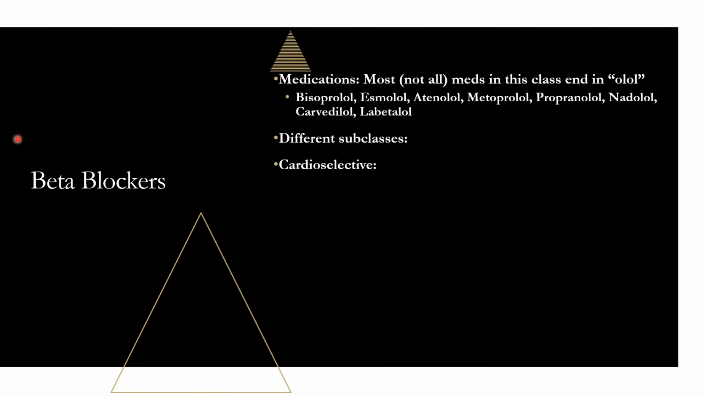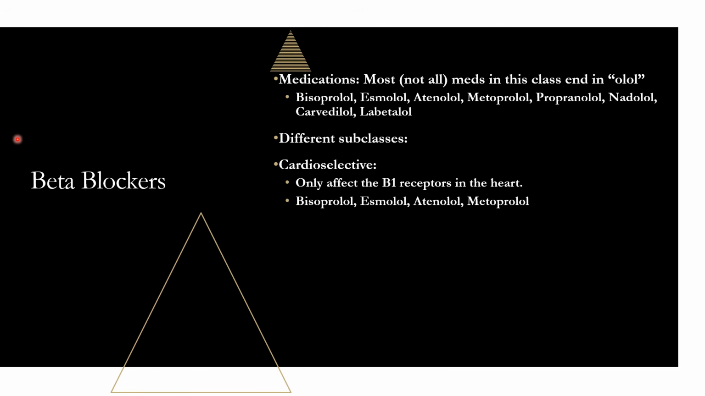Now, cardioselective are going to be the first beta blocker class we're going to go over. Cardioselective are only going to affect the beta 1 receptor in the heart. So they don't affect beta 2, they don't affect the lungs, which will be important with something I'll go over in a minute. Now, the main medications in this class that you'll see are going to be bisoprolol, esmolol, atenolol, and metoprolol.